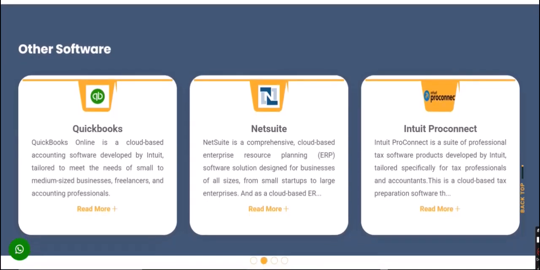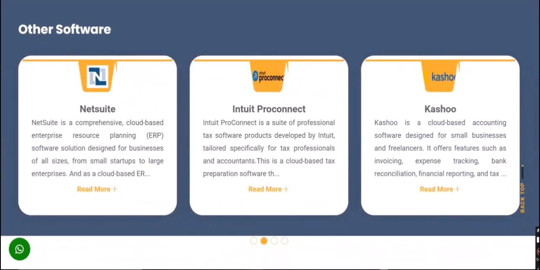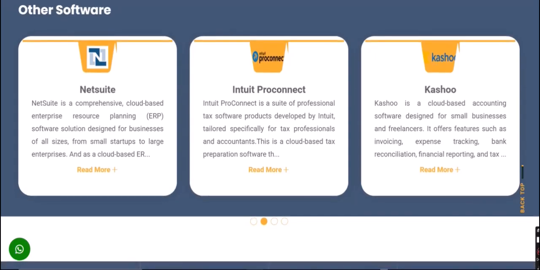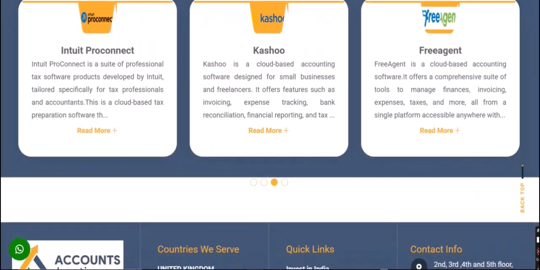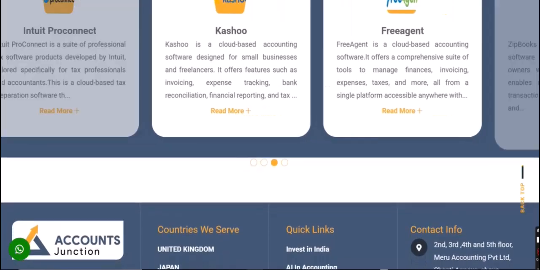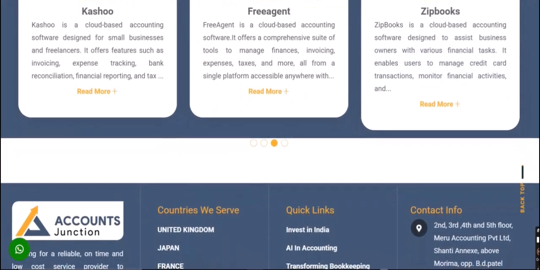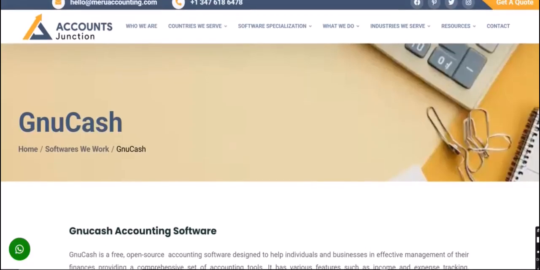Owner's draws or dividends. This account tracks money or assets the owners take out of the business for personal use. When you take money out, it's a debit to equity, owner's draws, and a credit to an asset, cash. This reduces the owner's stake.